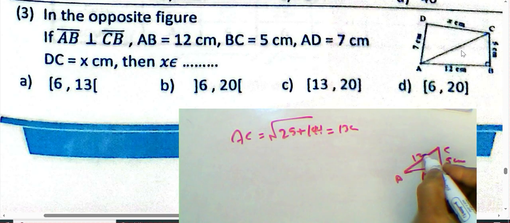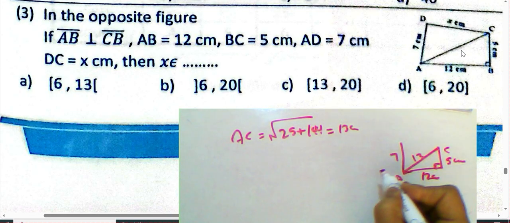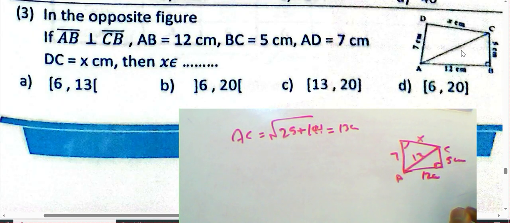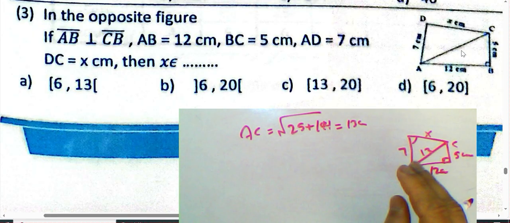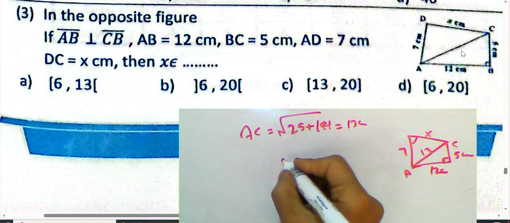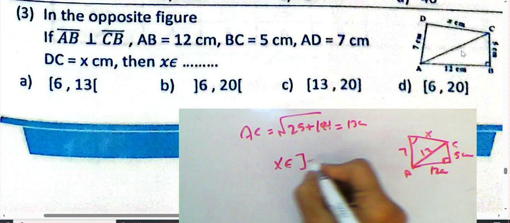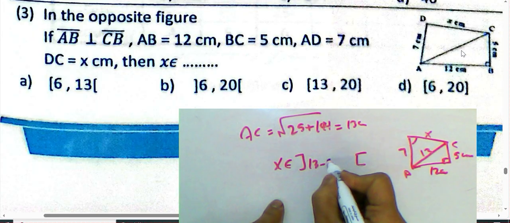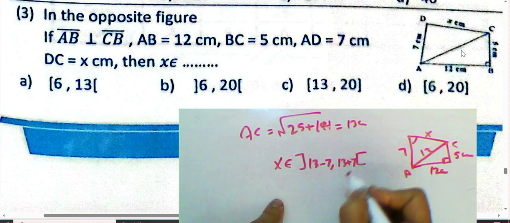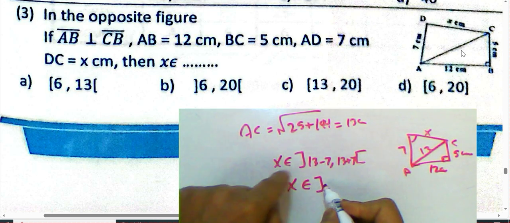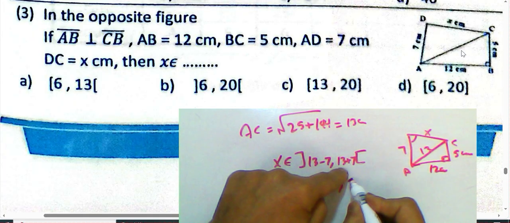Then we have a length here of 3 centimeters and the side length here 7, and we want to find x. We know in any triangle the sum of any two sides is greater than the third side, or you can write this interval. Look here, x belongs to the difference between the two sides 13 and 7, that is 13 minus 7, and here 13 plus 7. Then the third side belongs to 13 minus 7, which is 6, and 13 plus 7, which is 20.